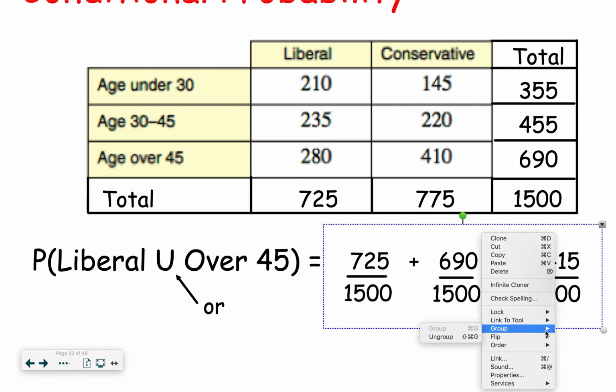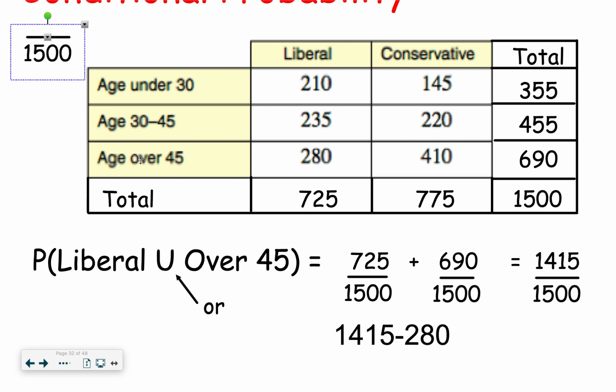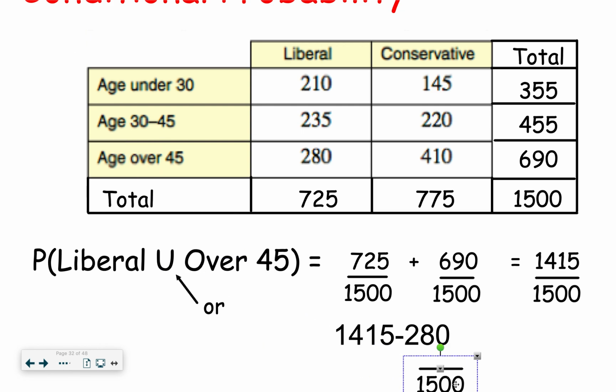So if I take this chunk out, actually I'm just going to type it because I thought I finished this and I didn't. So 14, 15, and I'm going to subtract out that extra 280 that I got in there twice, and then I'm going to divide that by the 1,500. Okay, that's going to be your total probability.